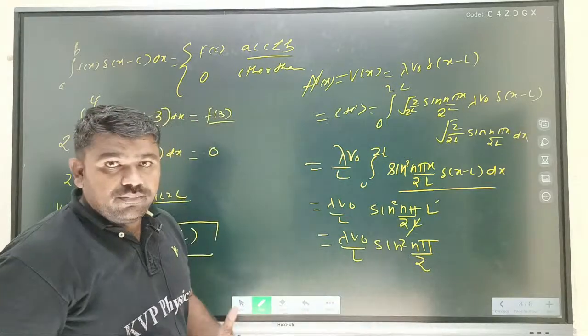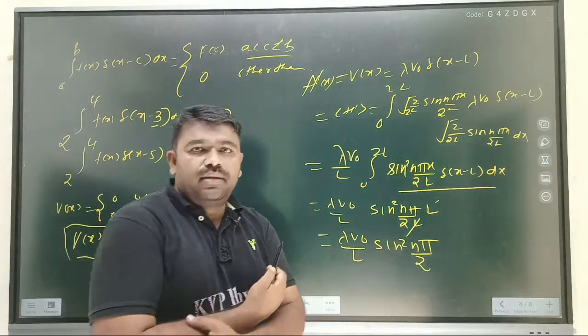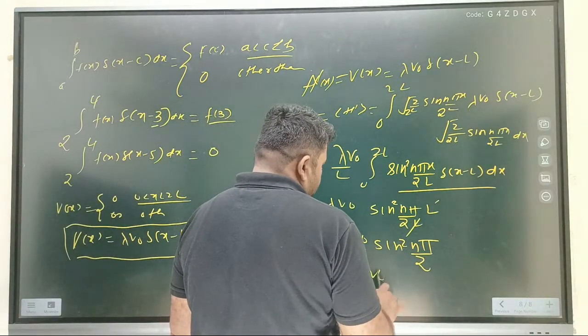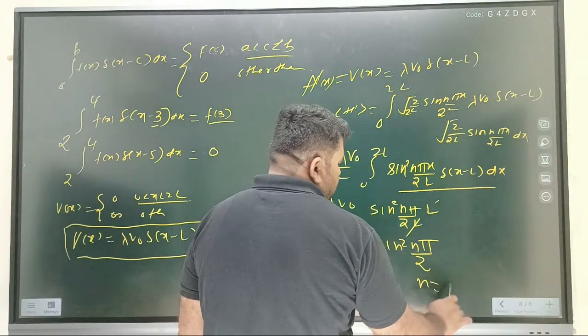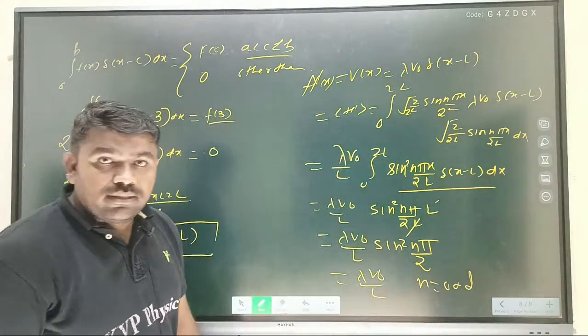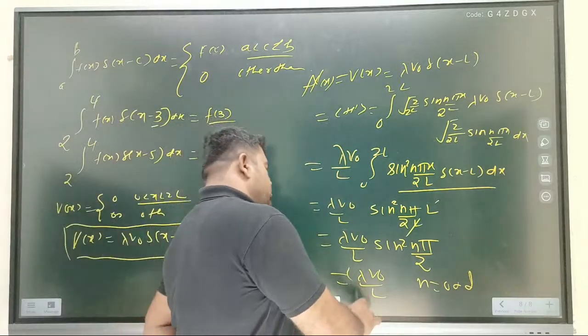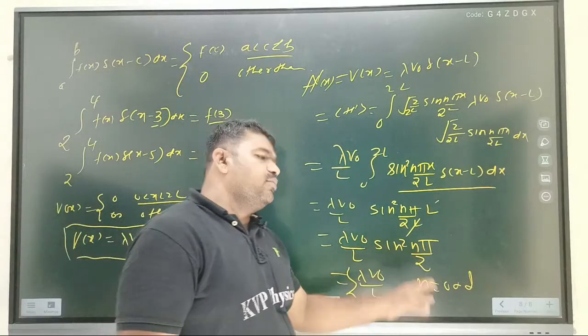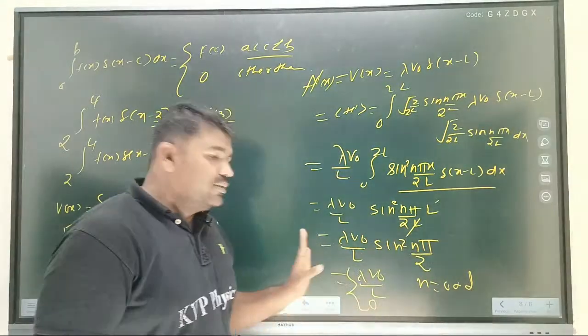We can choose the n value, and we get different energy levels. Suppose we get lambda v naught upon L for n is equal to odd. Take n is equal to odd, so we get this value. And suppose we choose n is equal to even, then we get the answer equal to how much? 0. Even, suppose 2 upon 2, 0. 4 upon 2, 0, and so on.